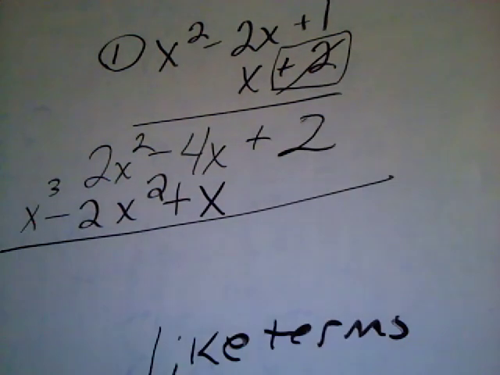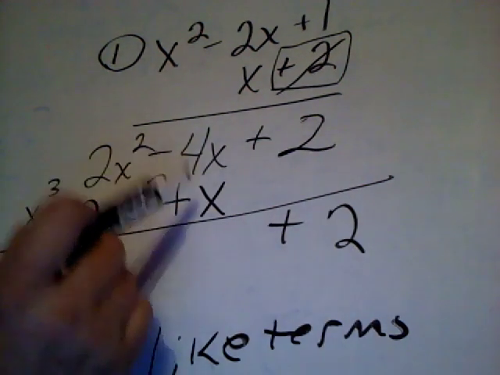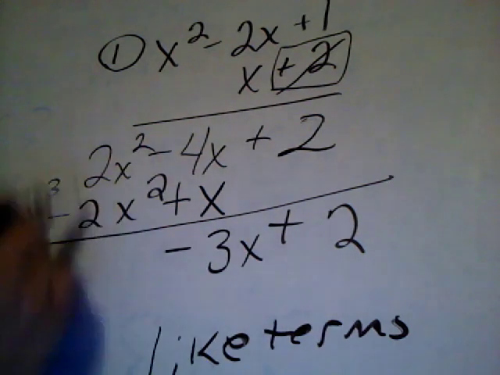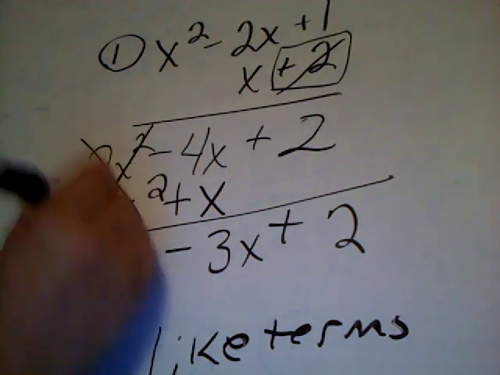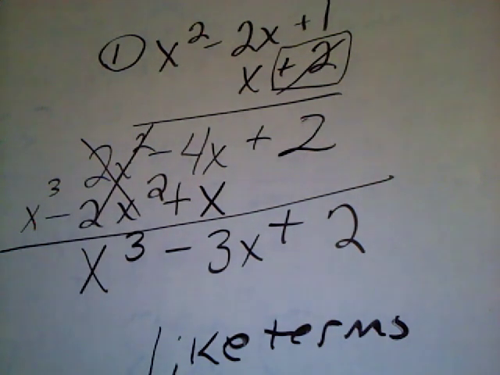Draw my line, and just like in a multiplication problem, I need to add it up. Bring down my positive 2. I have a negative 4x and I add the x, so I'm going to have a negative 3x. Negative 2x squared and a positive 2x squared cancel each other out, leaving me with x cubed minus 3x plus 2.